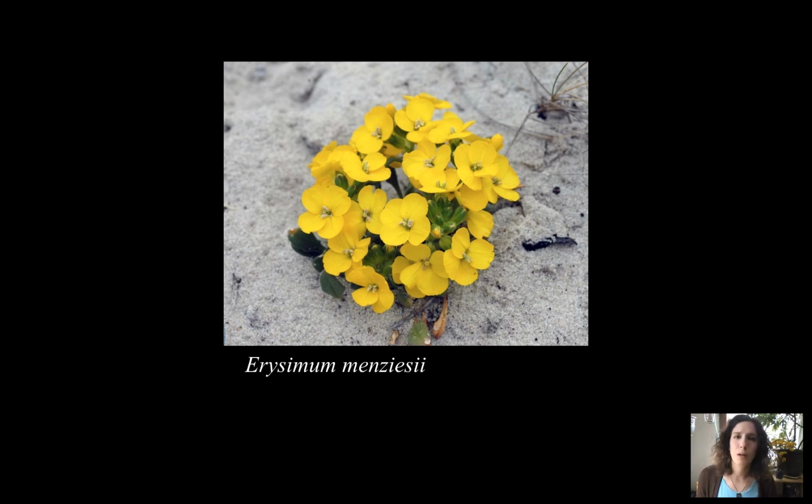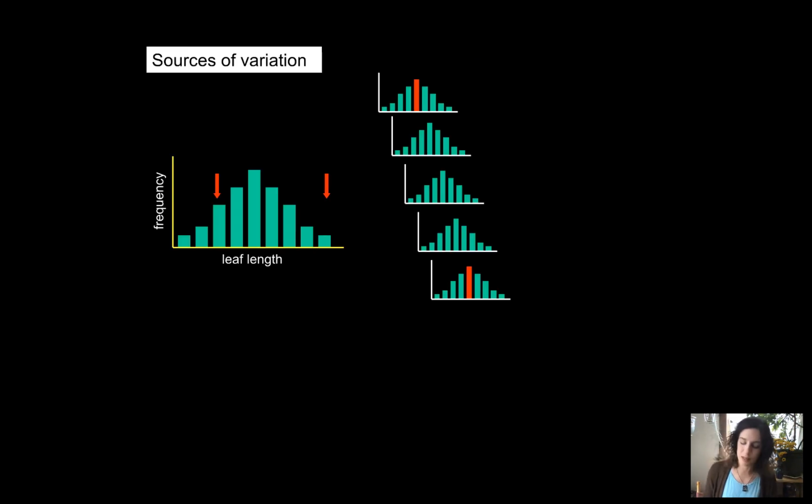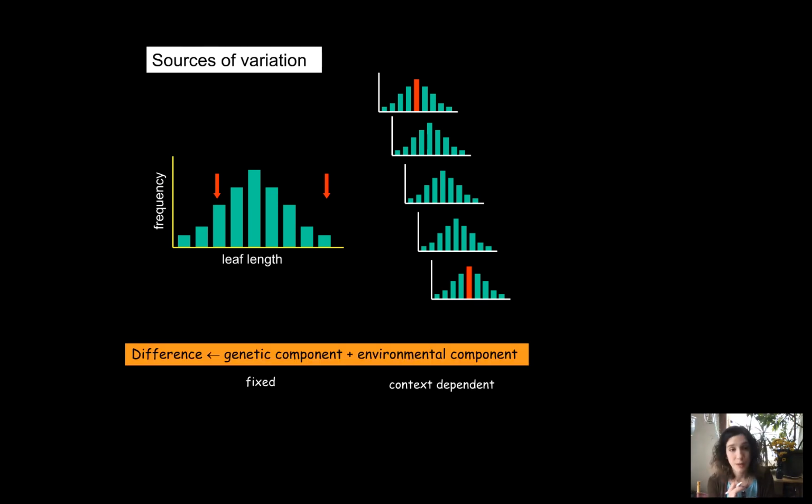Okay, so we're going to be talking about species concepts and more issues with species throughout the rest of the semester. Last thing I want to talk about is sources of variation. Where does this variation come from? They would have a genetic difference.